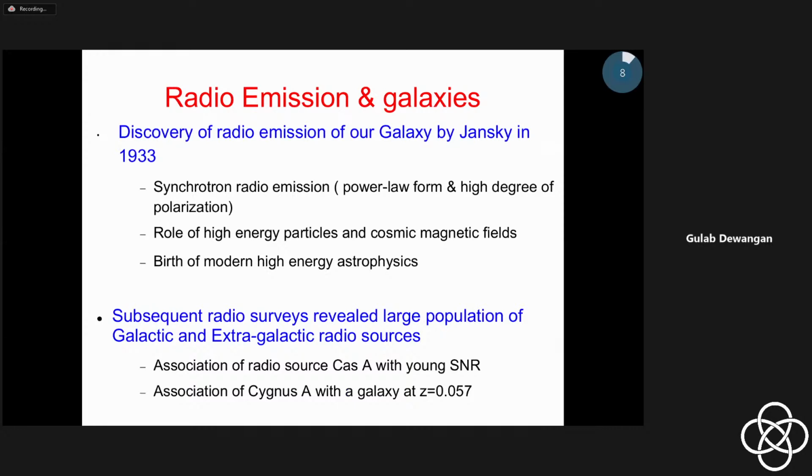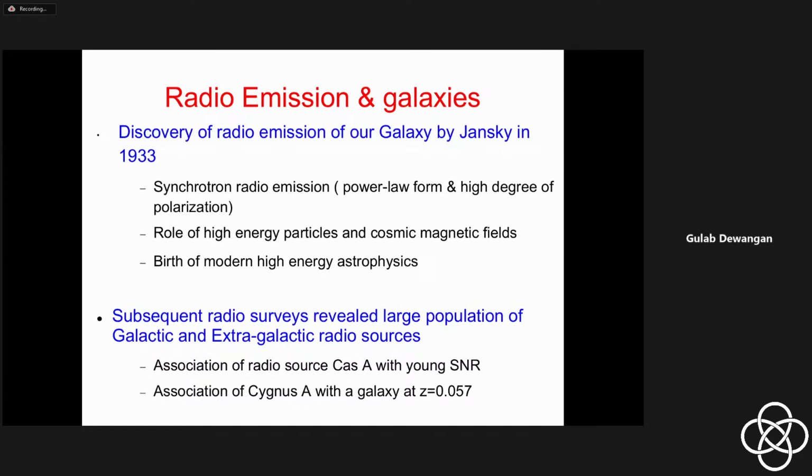Radio galaxies. Let me briefly say how the radio emission was discovered and how the radio galaxies were identified. The radio emission was discovered from our galaxy by Jansky in 1933. And this emission has a power-law spectrum, and it also has a high degree of polarization, and these characteristics essentially ensure that the radio emission is due to the synchrotron process. That means high energy electrons moving in magnetic fields give rise to this radio emission.